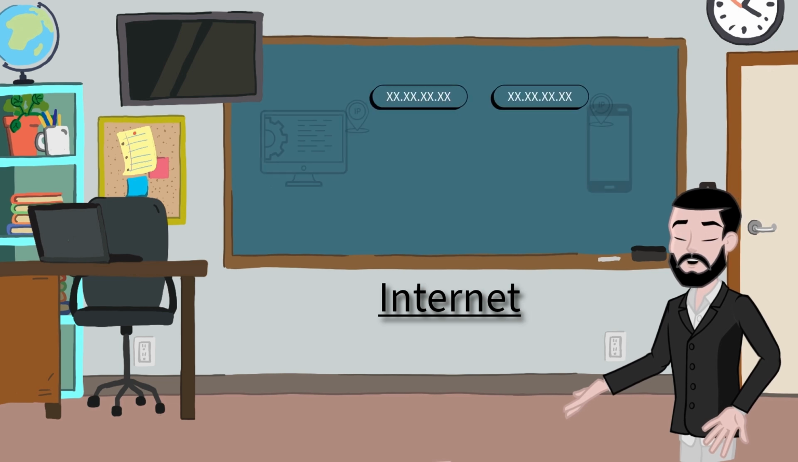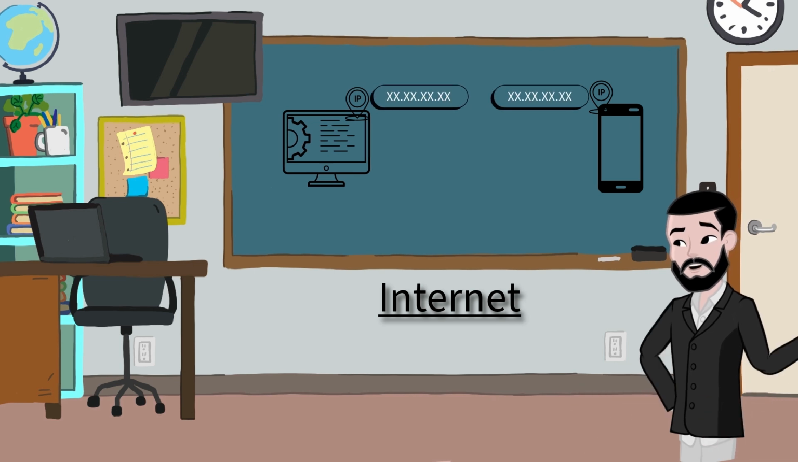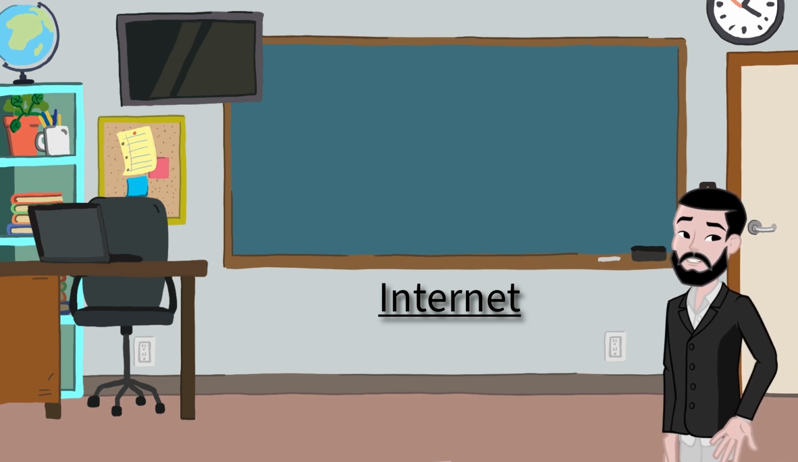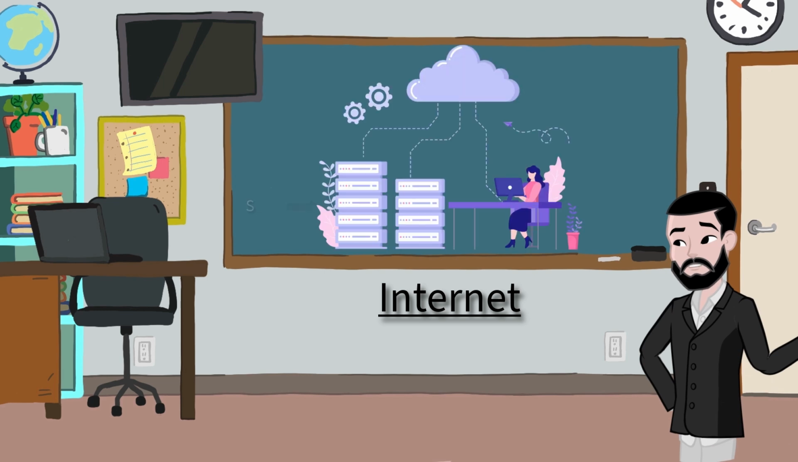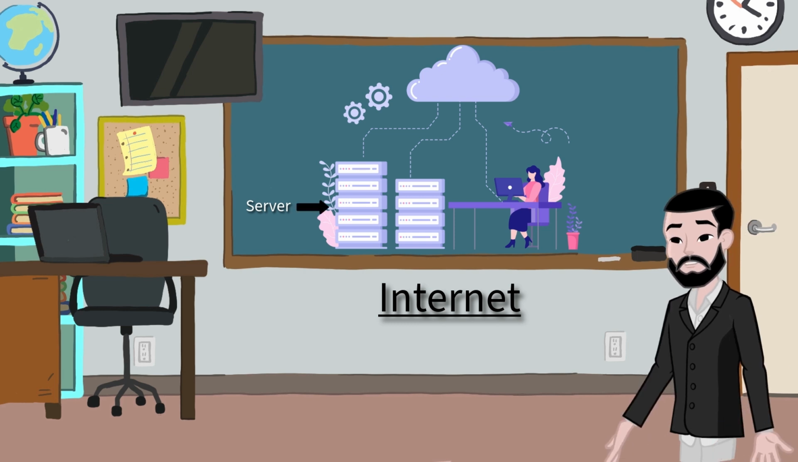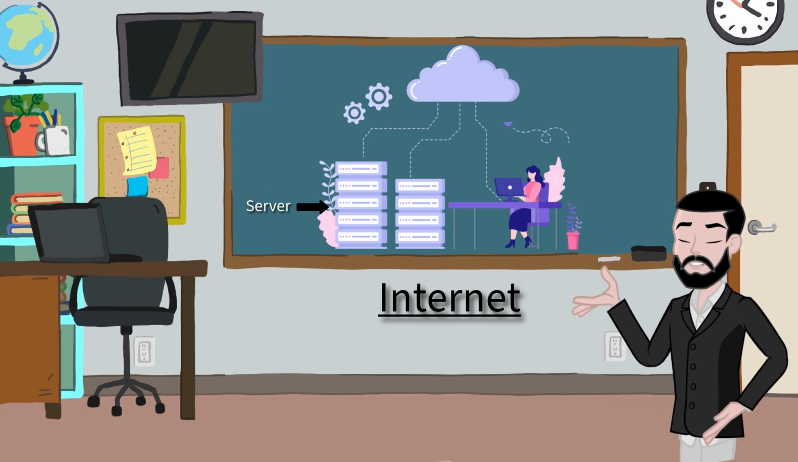But how do those packets know where to go? Every computer and phone has its own secret number called an IP address, kind of like a phone number or home address. And guess what helps you find websites and videos? It's a super helpful computer called a server. When you search dancing robot video, your request zooms to the server, and the server sends the right video back to you. Thank you, server.